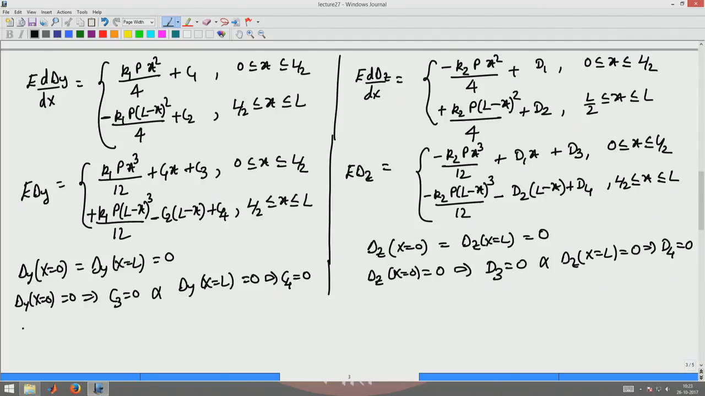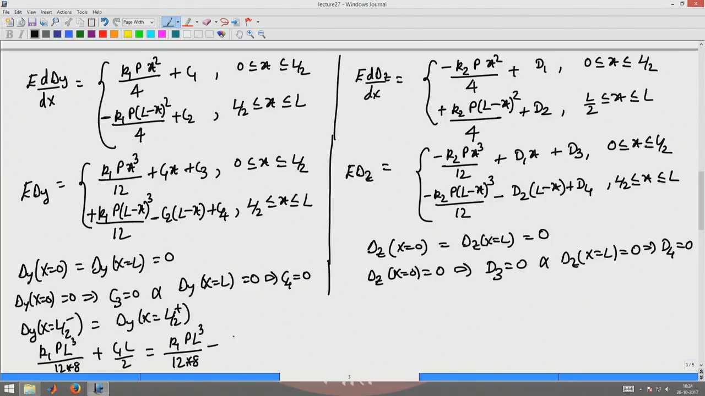The first continuity condition that we will enforce is delta y at x equal to L by 2 minus should be equal to delta y at x equal to L by 2 plus. So what does this mean? This means k1 p L cube by 12 into 8 plus c1 into L by 2, c3 is 0, must be equal to k1 into p L cube by 12 into 8 minus c2 into L by 2. Okay, this implies c1 is equal to minus c2.